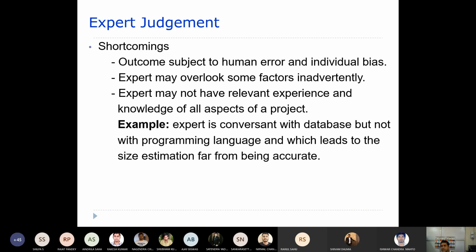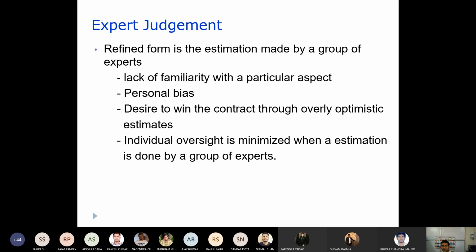Now, can anyone tell me, is there any way you can improve this expert judgment? We can use more than one expert, creating a group of experts. Okay, right, that's fine.